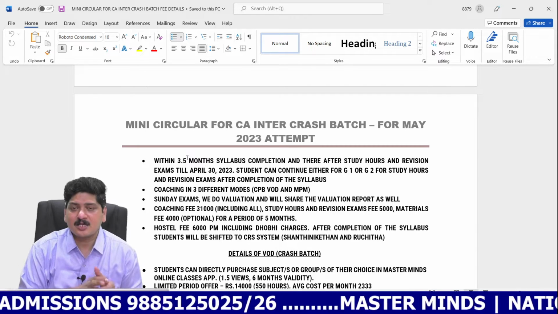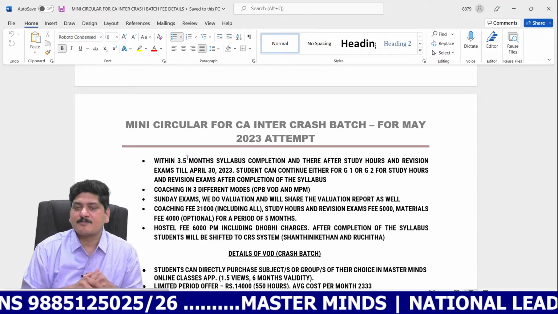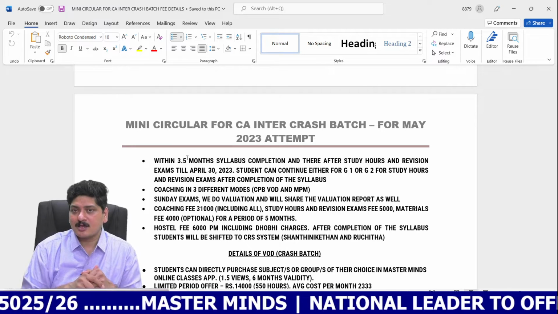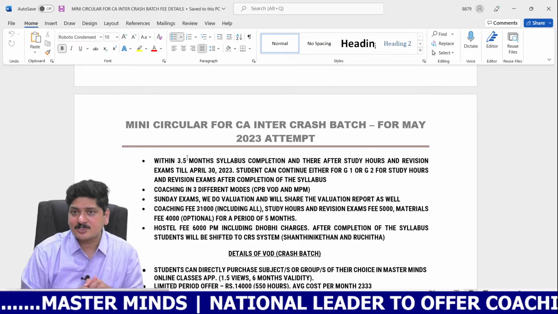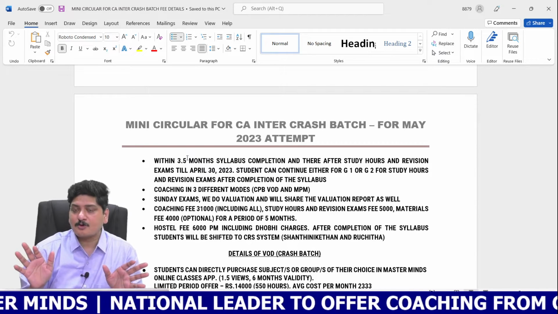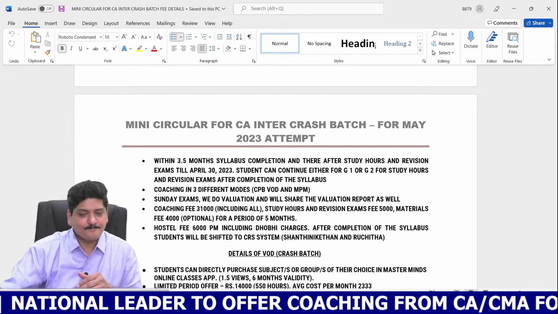Let us suppose that on a thought that you are going to complete group 1, you joined for the group 2 regular batch. Very unfortunate, you haven't cleared your group 1 in the upcoming results. In such a case, you can continue for the group 1 study hours and revision examination batches till April 30, 2023 without paying any additional amount in the name of conversion charges.